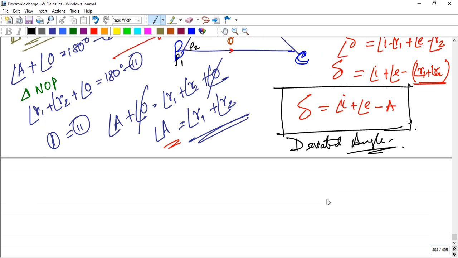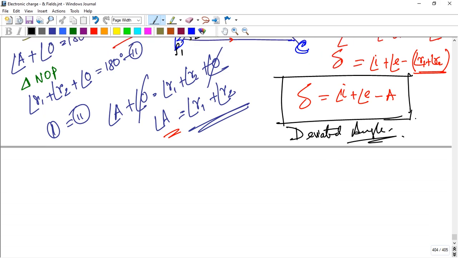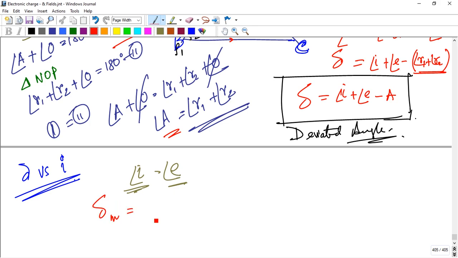And now, if I draw a graph of deviated angle delta versus incident angle I, you see that if I equals E, incident angle equal to emergent angle, that time you get the minimum deviation. So delta is the minimum. So for minimum deviation, I equals E, so delta is I plus I minus A. Now E is replaced by I, and we get 2I minus A. So that is delta minimum.